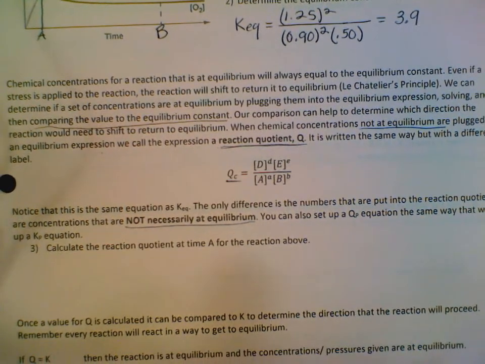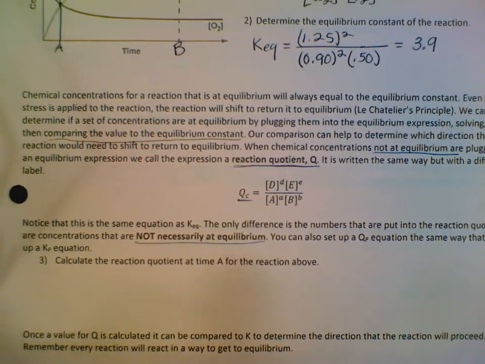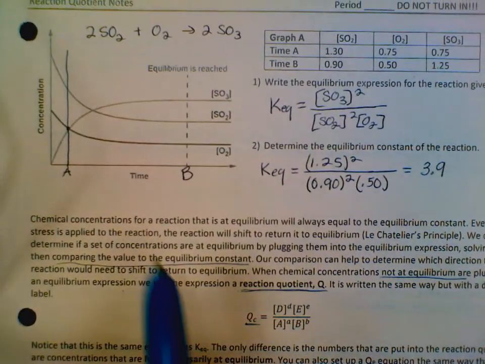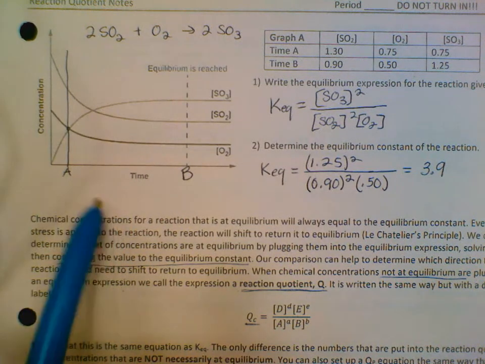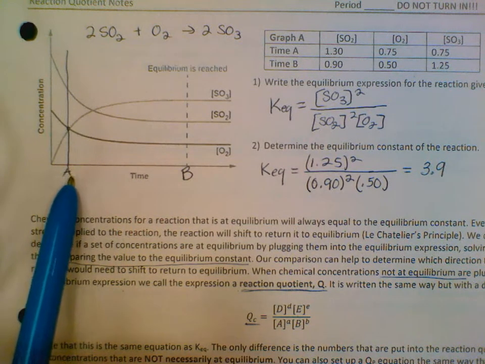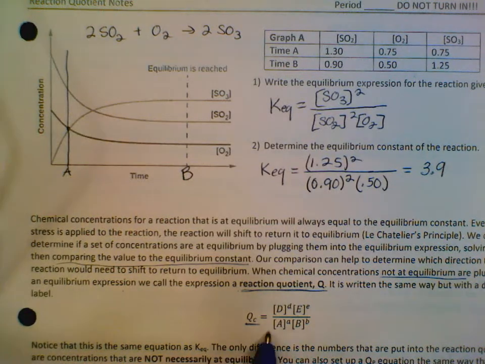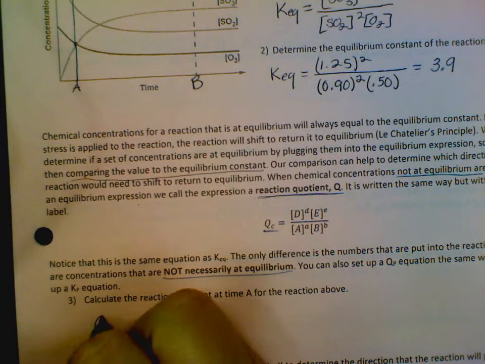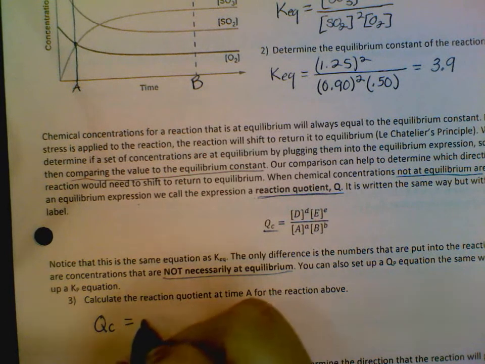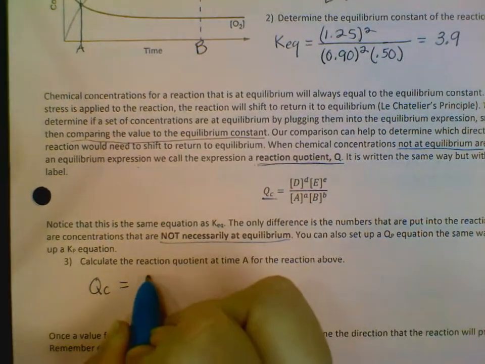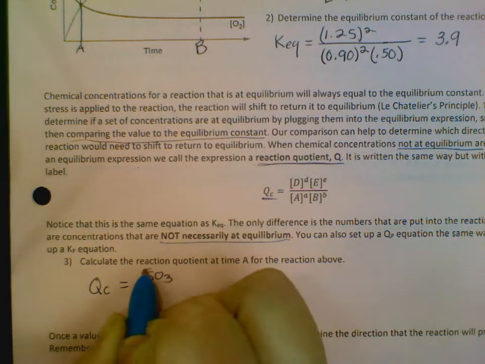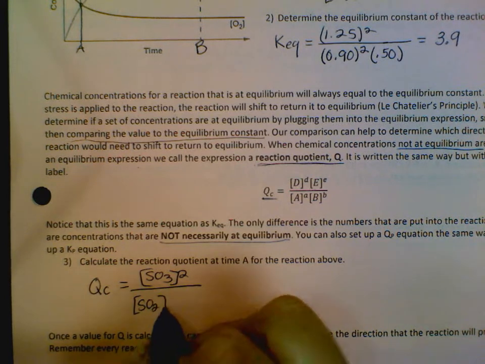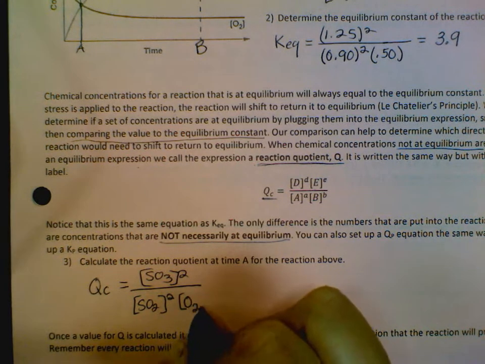So let's take a look. Number 3 says calculate the reaction quotient at time A for the reaction above. So we know, based on our information from our graph, that at point A we're not at equilibrium yet. So we're going to look at what that looks like in terms of our Q. So our Q expression looks exactly the same as our equilibrium expression. We're still going to have the products divided by the reactants with their exponents.